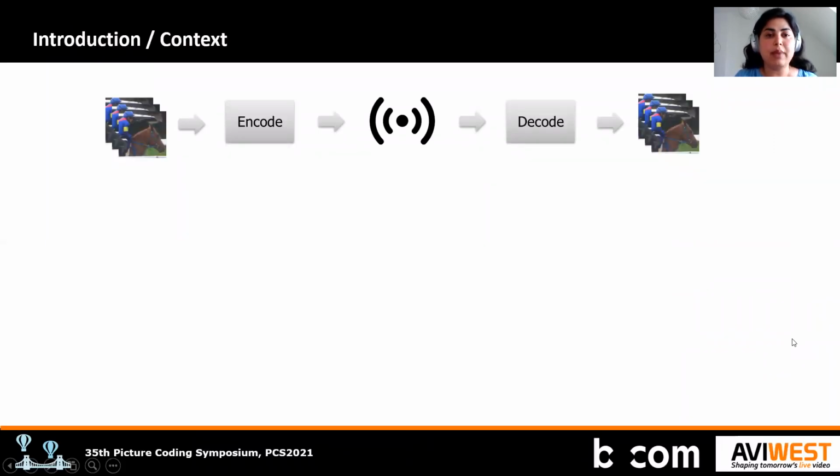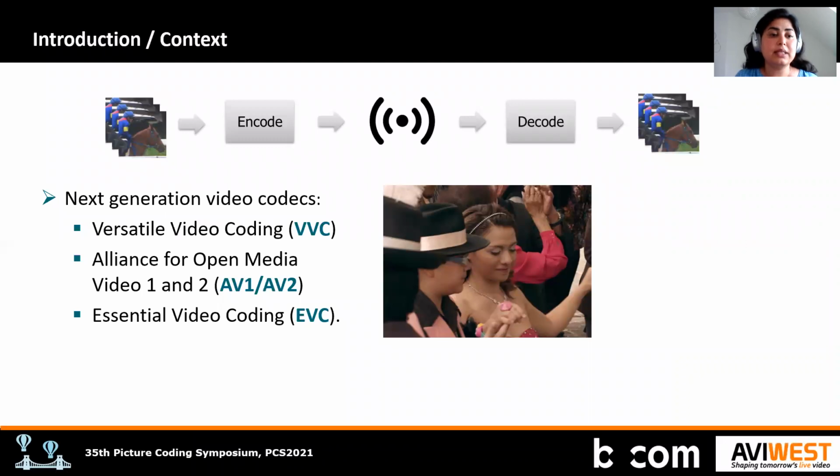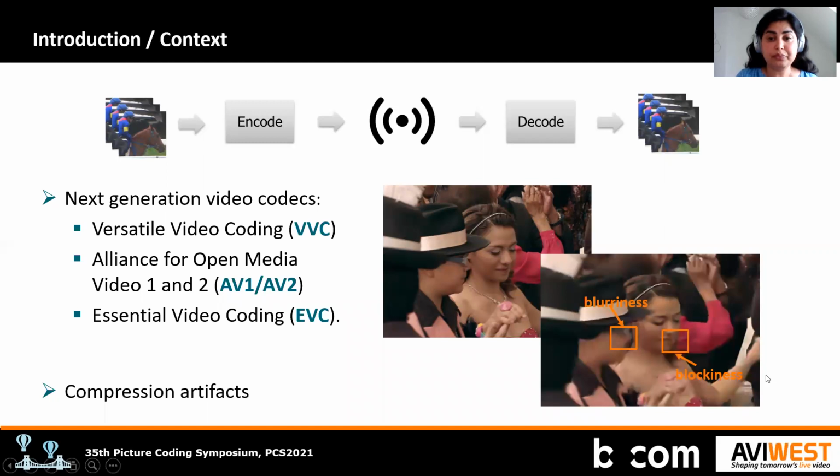Video codecs aim at reducing the bitrate in order to decrease the traffic pressure on transmission network. The next generation video codecs, including versatile video coding or VVC, AV1 and AV2, and essential video coding or EVC are supposed to bring a significant improvement over existing video codecs like HEVC.